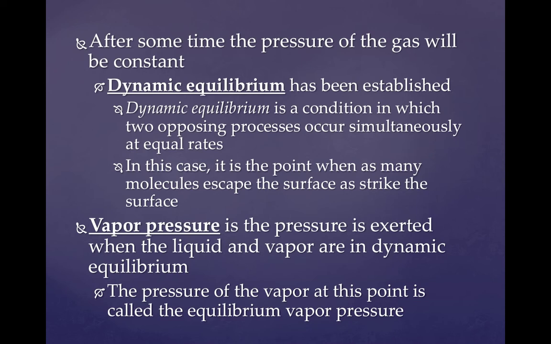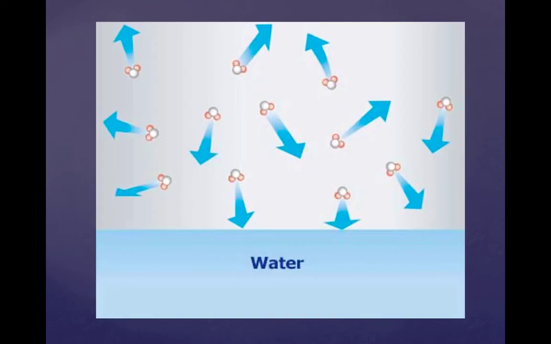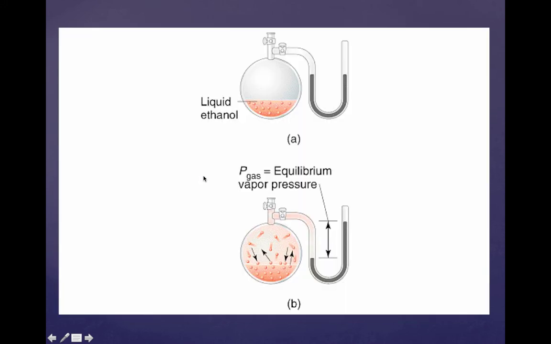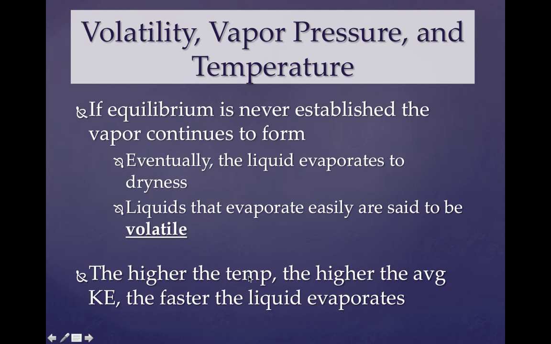In this case, in terms of dynamic vapor pressure, it's the point when as many molecules are escaping the surface as striking the surface. Vapor pressure is the pressure exerted when the liquid and vapor are in a dynamic equilibrium. This is called equilibrium vapor pressure. So we look at the picture, we have water molecules that have vaporized. Some of them are hitting the surface of the liquid, others are trying to escape. This is just showing you the vapor pressure is how you would measure it. So we have the ethanol here escaping, and we're using a manometer to measure that vapor pressure.